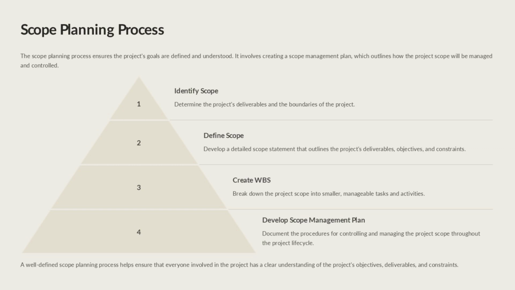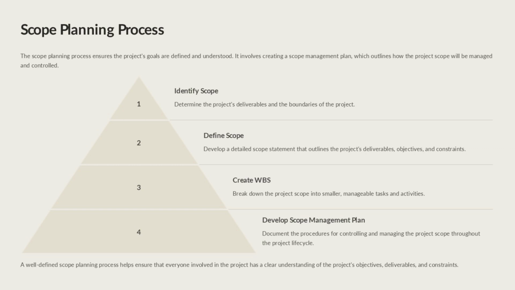The scope planning process is a critical step in ensuring the project's goals are clearly defined and understood by everyone involved. It involves creating a scope management plan that outlines how the project scope will be managed and controlled throughout the project lifecycle. The key steps in the scope planning process are identifying the project's deliverables and boundaries, developing a detailed scope statement that outlines the objectives, deliverables, and constraints, breaking down the project scope into smaller, more manageable tasks and activities through a work breakdown structure, WBS, and documenting the procedures for controlling and managing the project scope.